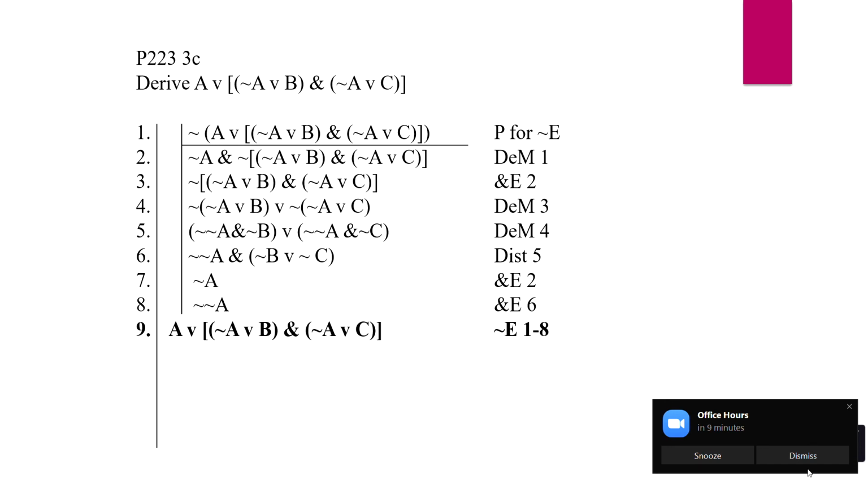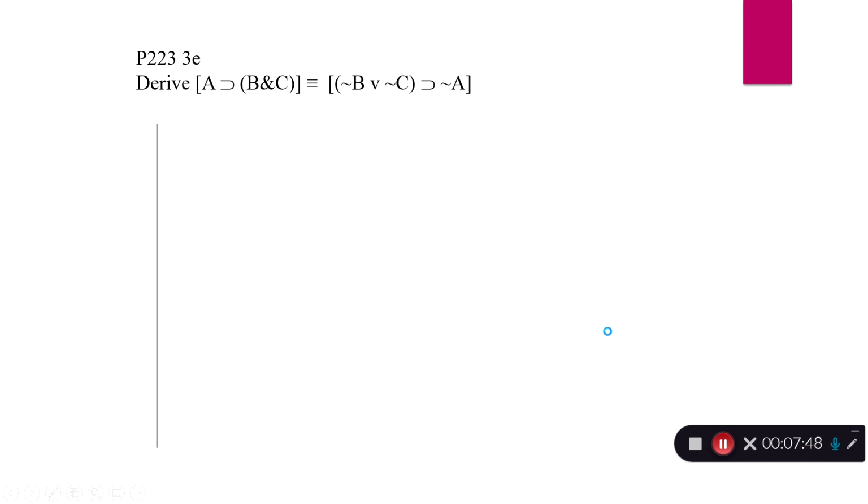So let's look at one more problem. Here we're trying to derive a biconditional, right? We're trying to get if A, then B and C, if and only if not B or not C, then not A. So what we're trying to get here is a biconditional. So I'm going to use the biconditional introduction rule. For the biconditional introduction rule, we have to assume the left side of the biconditional and prove the right, and then do a separate subderivation where we assume that right side and prove the left.